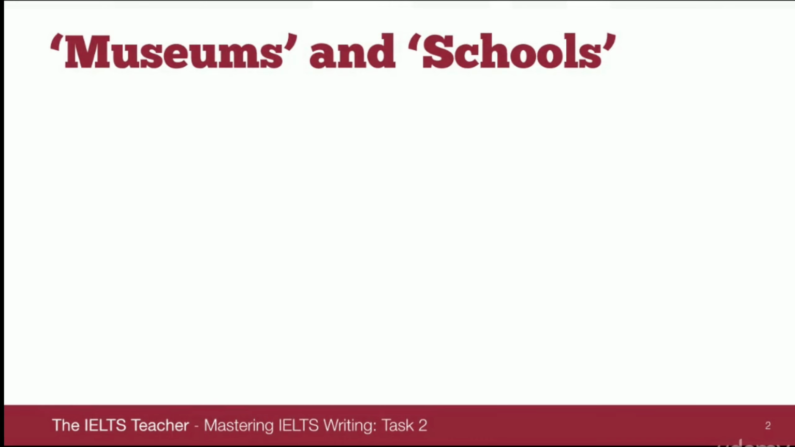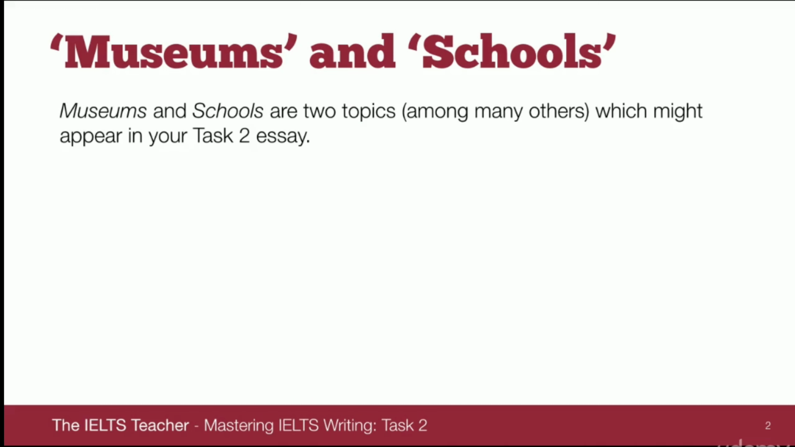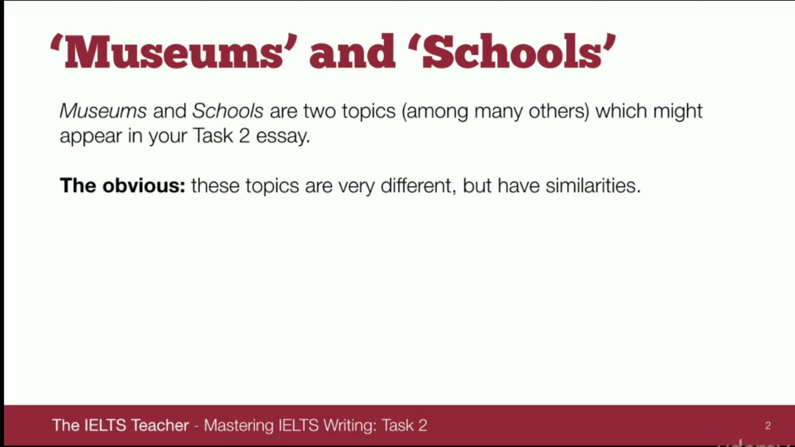So let's get started by thinking about two topics, museums and schools. These are just two topics I've picked at random as they are two typical topics which may appear in your task 2 question, but of course there are many other topics which might appear instead. Now, what's obvious is that these two topics are very different, but that they have similarities.